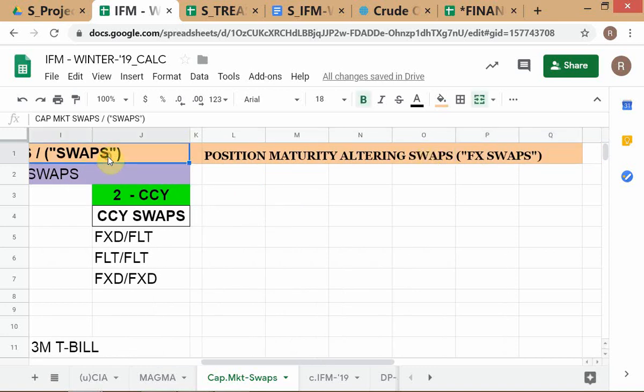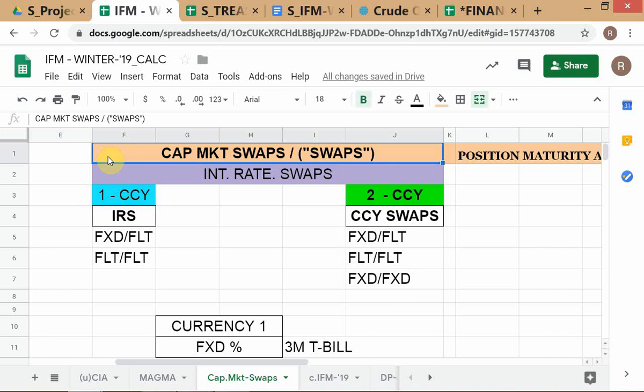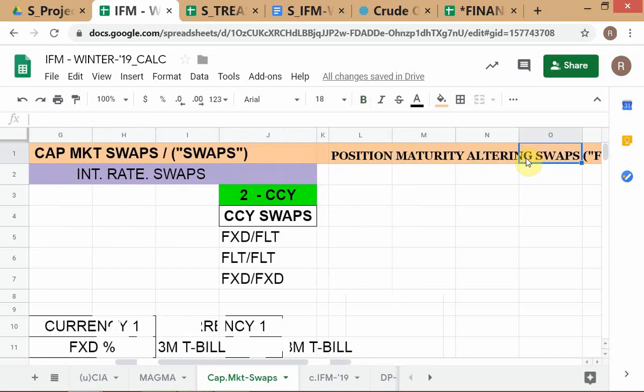But what we are saying is that we will classify them as two different categories: capital market swaps and position maturity altering swaps, which we are not going to have time to discuss.